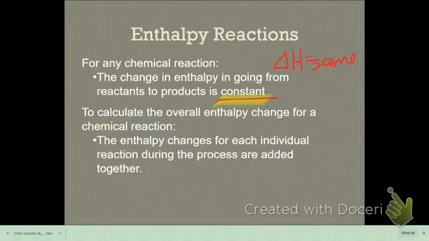However ways you break it up into smaller reactions, the delta H is going to be the same. So to calculate the overall delta H for a chemical reaction, the enthalpy changes for each individual reaction leading up to the overall reaction during the process get added together. And that Rx simply means reaction. Okay?